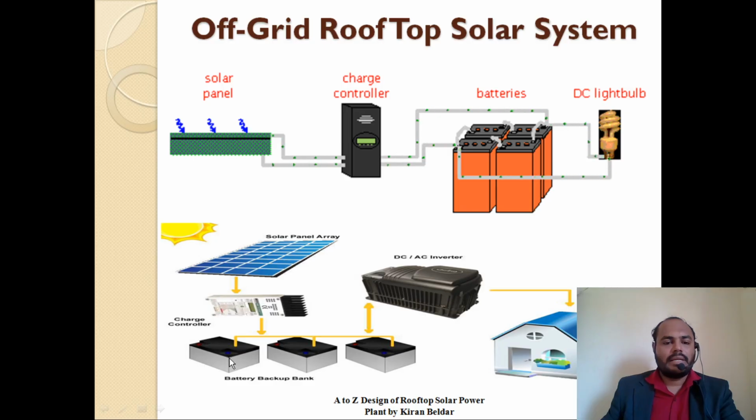These batteries are connected in a series-parallel combination according to the system voltage requirement and the capacity to store. Further, this DC electricity from the battery is given to an off-grid inverter. The inverter converts the DC into AC electricity, and further it is given to our home appliances. Remember one thing, the function of the charge controller is very important to charge a battery.